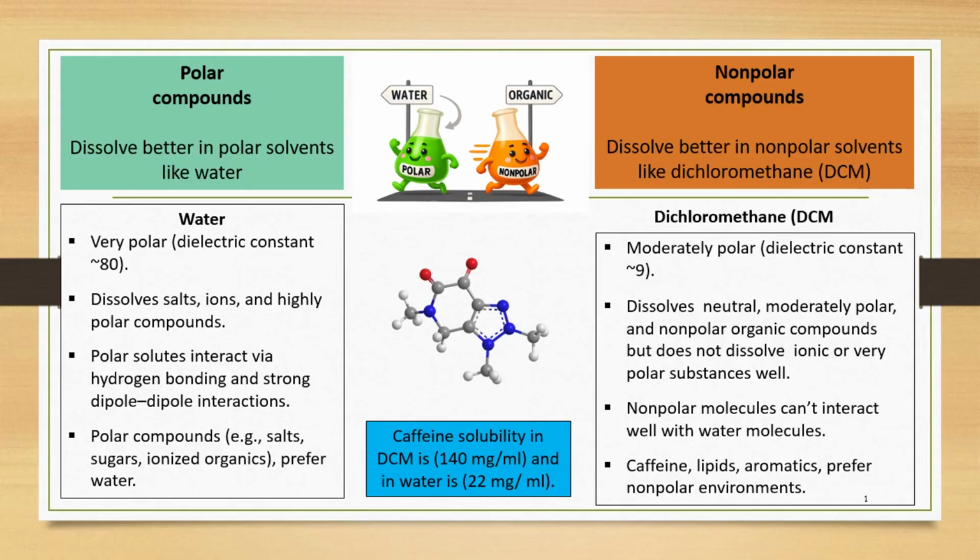Now consider caffeine. It is not an ion, it is neutral overall, but it has both polar groups like nitrogens and oxygens, and nonpolar parts, its carbon rings. It is caught between worlds. But on balance, it finds dichloromethane more comfortable than water. In fact, its solubility in water is only about 22 mg per milliliter, whereas in DCM it skyrockets to about 140 mg per milliliter. That enormous difference is why caffeine so eagerly escapes into the organic solvent.